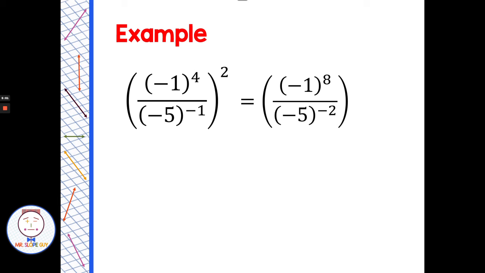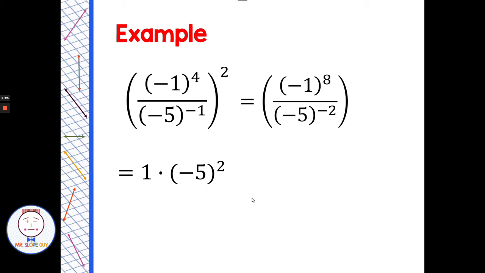So negative 1 to the 8th power is just going to be 1. This negative 5 to the negative 2 power, before I start multiplying anything out, I want a positive exponent. So I need to bring this base and exponent to the numerator to make it a positive 2. So this negative 1 to the 8th power becomes 1. Negative 5 to the negative 2 power, I'm going to bring that up to make it a positive exponent.